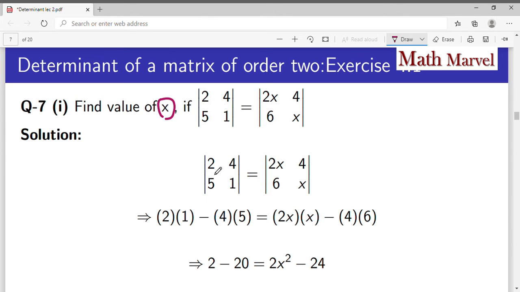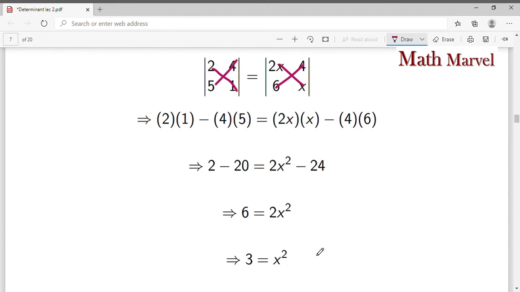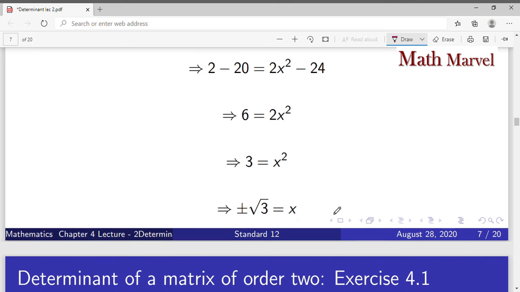Now first solve this determinant. So again a 2 by 2 determinant. So 2 into 1 minus 5 into 4 is equal to 2x into x minus 4 into 6. Here we get 2 minus 20 is equal to 2x square minus 24. After simplification, here we get 2x square is equal to 6. So x square is equal to 3. So our answer is x is equal to plus or minus root 3.